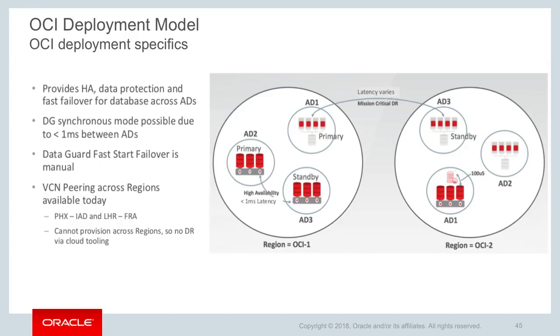Currently, VCN peering across regions is enabled between Phoenix and Ashburn, and also London and Frankfurt. Since you cannot provision database across regions, you cannot create DR architectures using cloud tooling, and this architecture has to be manually configured.